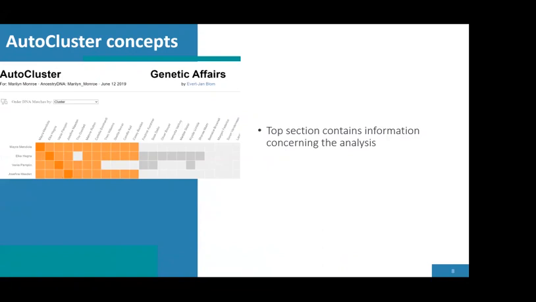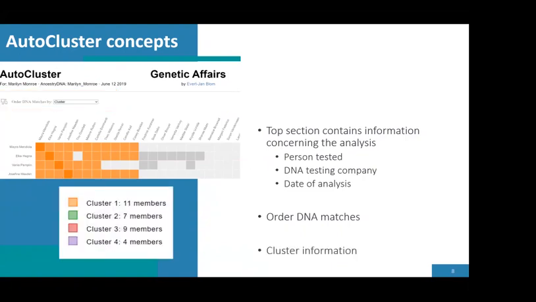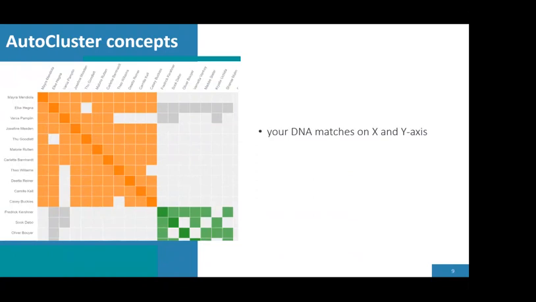Okay, now let's discuss some of the concepts of the AutoCluster chart. The top section of the chart contains confirmation concerning the analysis, like the person or profile that got tested, the DNA testing company, and the date of the analysis. The order by selection allows you to reorder your DNA matches, but in most cases, the cluster ordering will be the most appropriate. For the animation, it starts out with the name ordering, and then it quickly transforms into the cluster order. The right side of the chart will have some information concerning the clusters and the number of matches within each cluster. Now let's focus on the DNA match visualization in the chart.